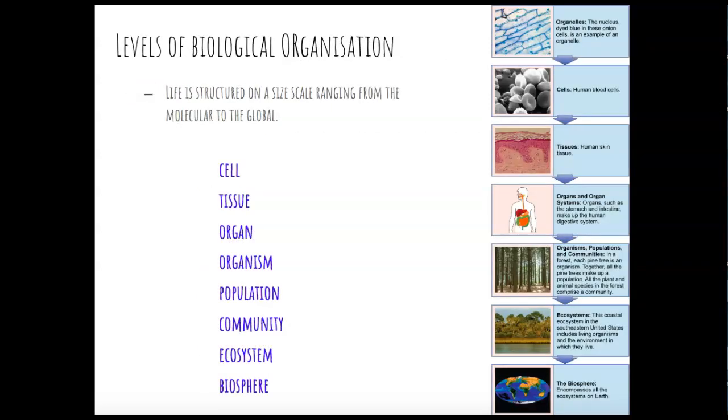When we're talking about different types of life, there are different levels of biological organization. Life is structured on a size scale ranging from molecular to global. When we're talking about biological organization, we start with the smallest components of life, which would be organelles. Multiple organelles make up cells, multiple cells make up tissues, multiple tissues make up organs and organ systems. Those are the levels of biological organization that you would have focused on in Bio 181. In Bio 182, we're going to focus more on organisms as a whole, populations of organisms, communities of organisms, ecosystems, and the biosphere as a whole.